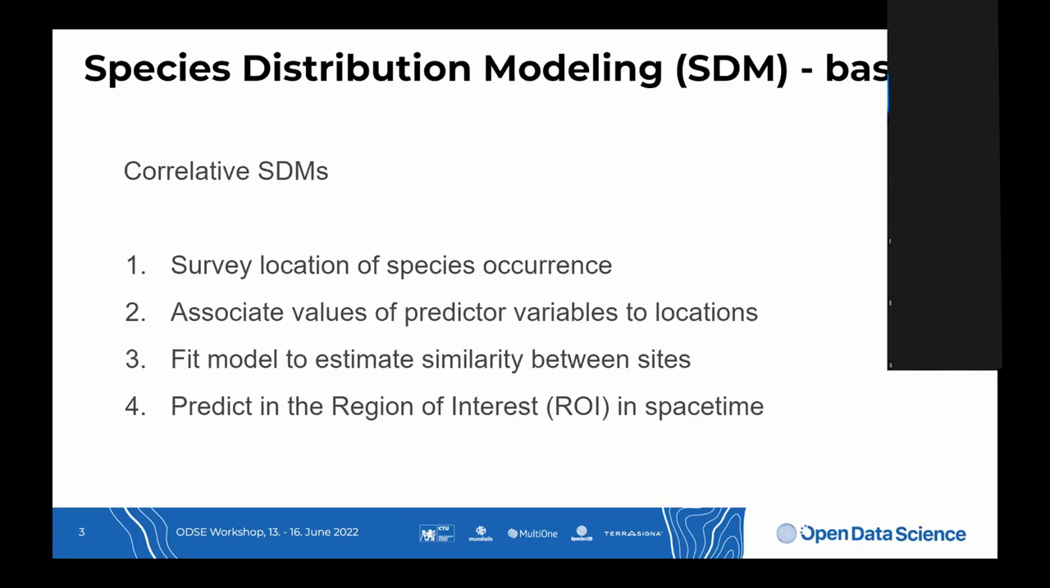In this case, we are going to see species distribution models, and particularly correlative species distribution models, which basically assign specific predictive variables that we are interested in to the location of the training points, which in this case are the target species we're interested in. Then a model is fitted to these points and predicted to the region of interest, which in our case was the whole of continental Europe for the time period from 2000 to 2020.